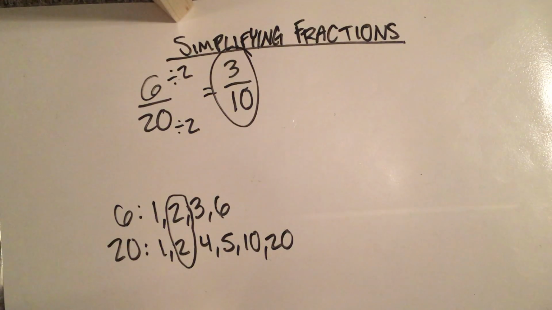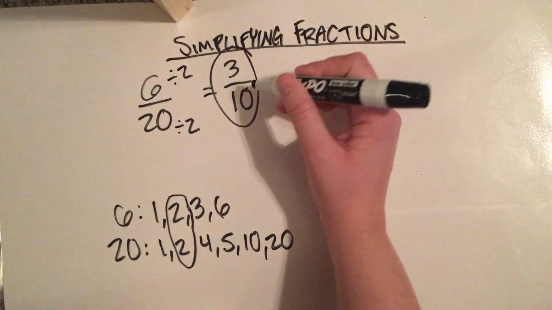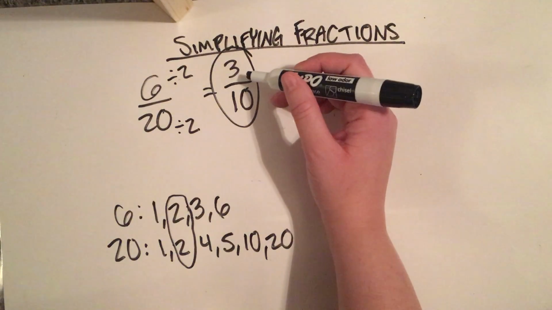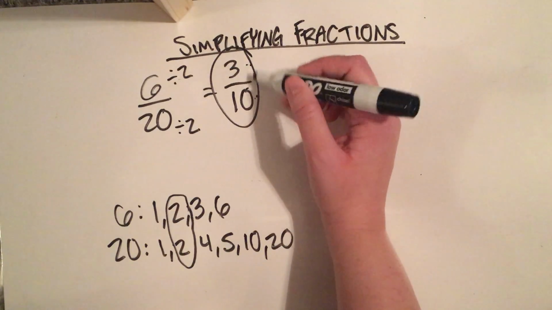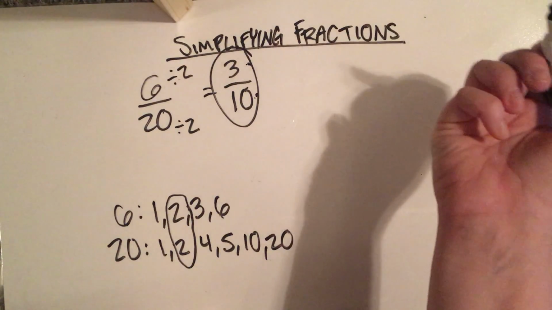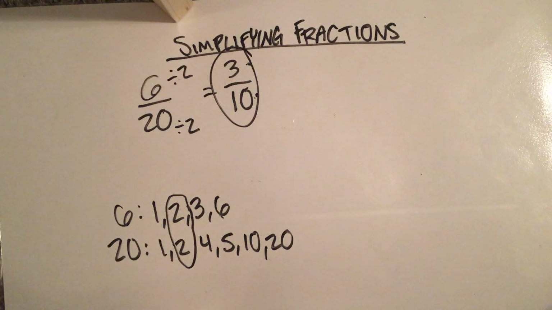We know it can't be simplified any further than that because 3 we know is a prime number. It only has 1 and itself, and you can't divide by 1 again, otherwise you're going to get the same fraction. So we know that's as simplified as we can get it.